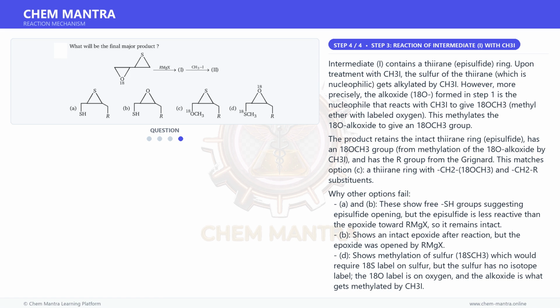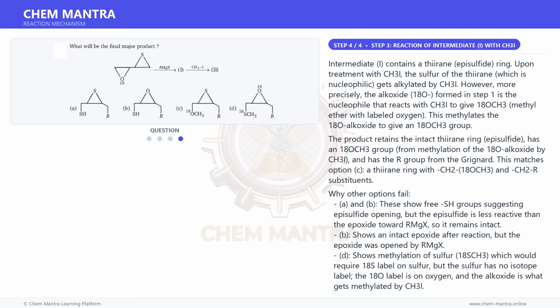The product retains the intact thiirane ring, the episulfide, has an 18OCH3 group from methylation of the 18O alkoxide by CH3I, and has the R group from the Grignard. This matches option C, a thiirane ring with CH2-18OCH3 and CH2-R as substituents.